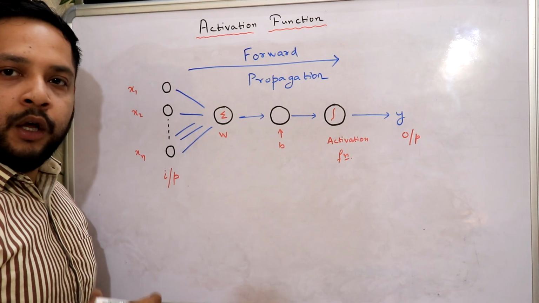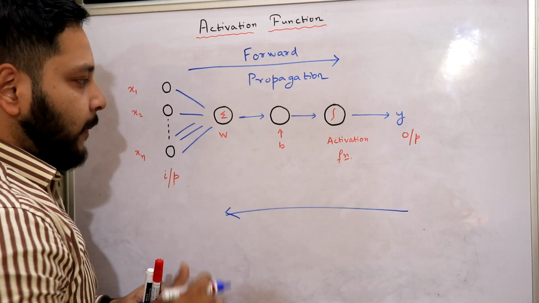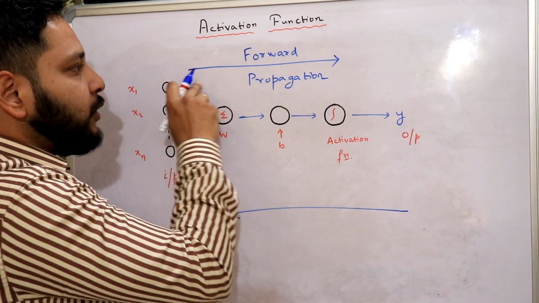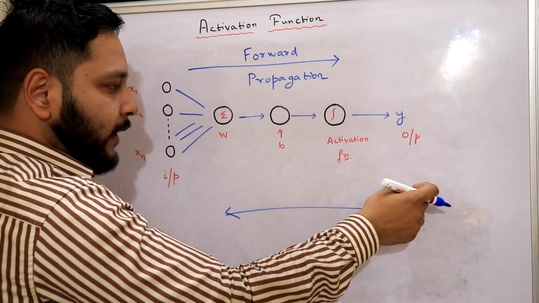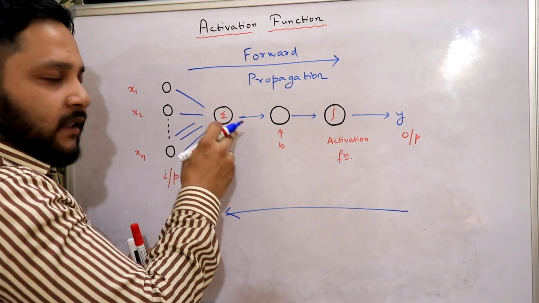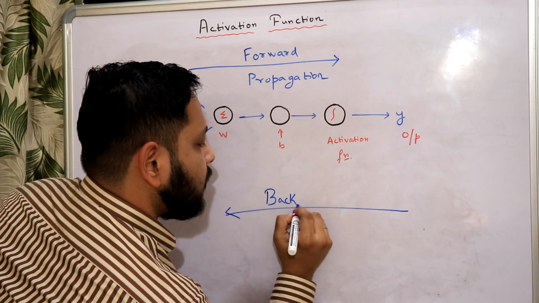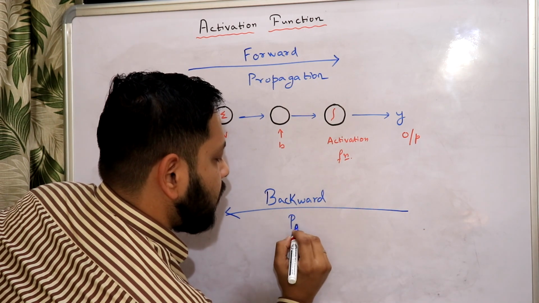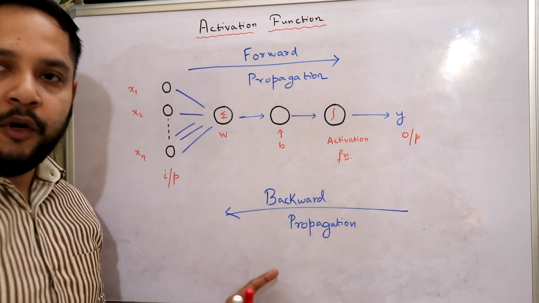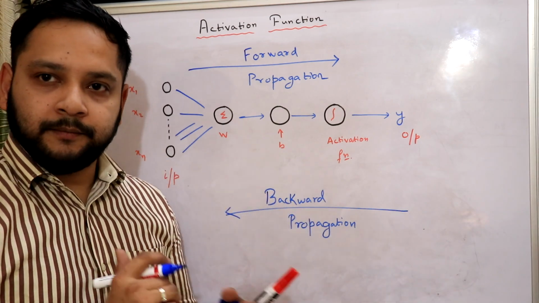And when we go from the output in this direction, it happens because we want to adjust the weights so that we can train our model. First we go in forward propagation, and then we come back towards the input direction because we want to adjust the weights and do the training. This is called backward propagation. The concept of backward propagation will be highly used in these different types of activation function.